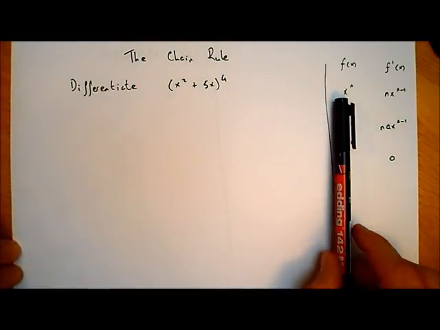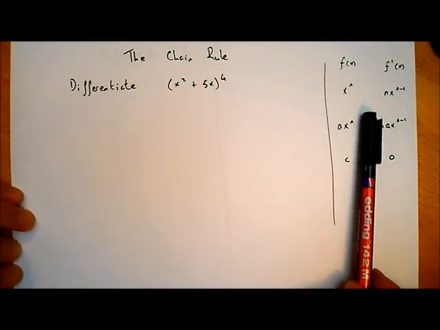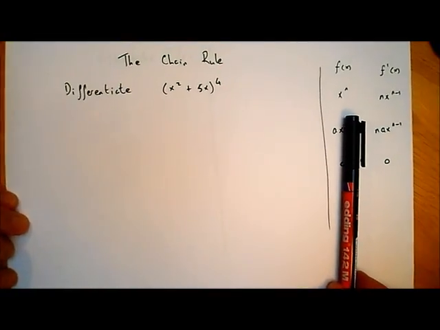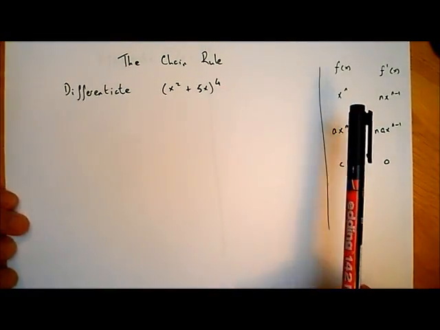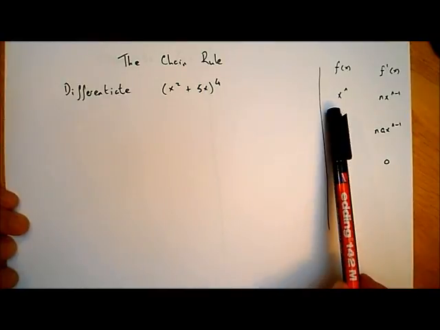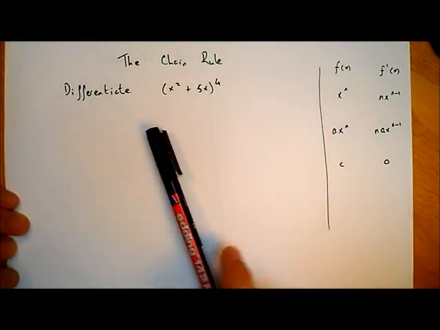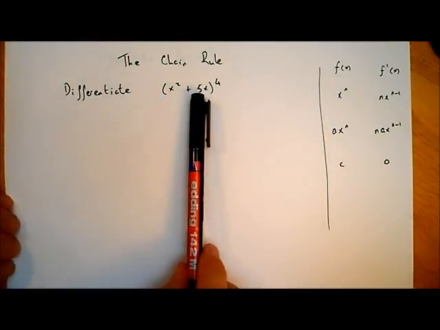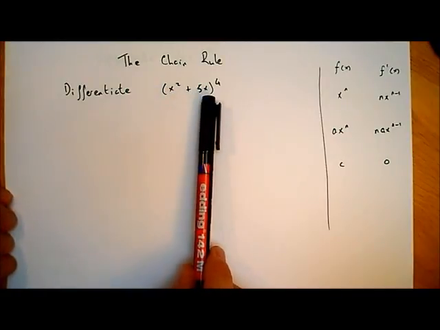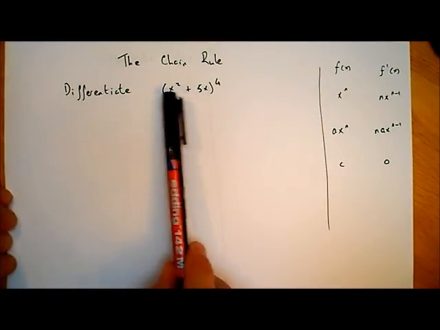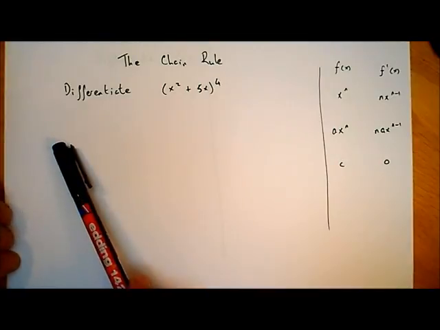So it kind of looks like this rule over here. We have all our rules for differentiation on the right hand side, and it kind of looks like this rule here, where we've got x raised to the power of n. We've got something to the power of something. The only problem is that we've got a sum here. We've got x squared plus 5x, so two things added together, then raised to the power of 4.